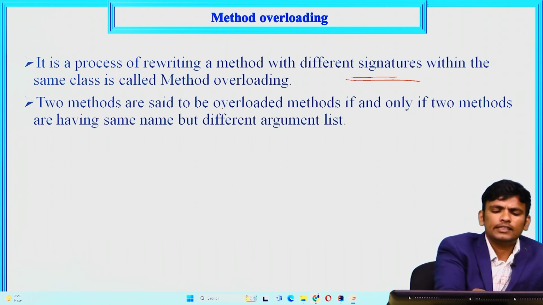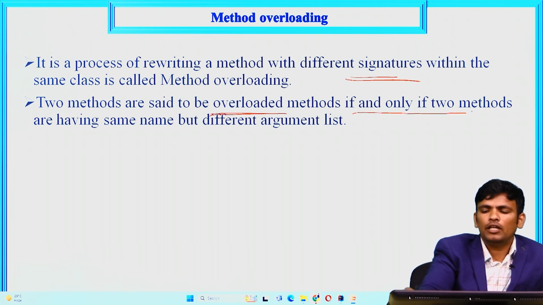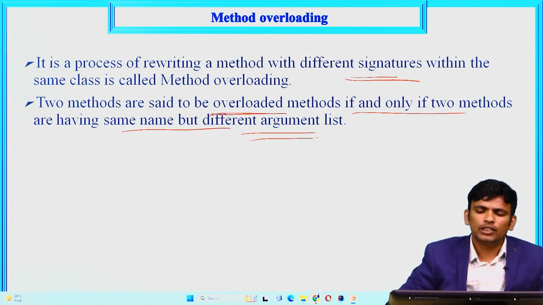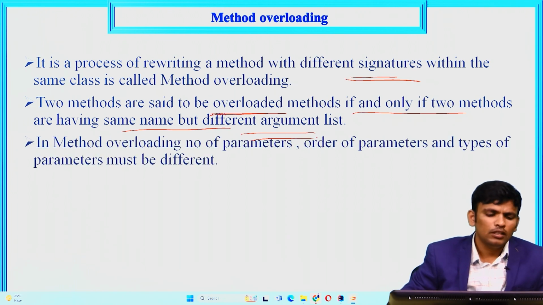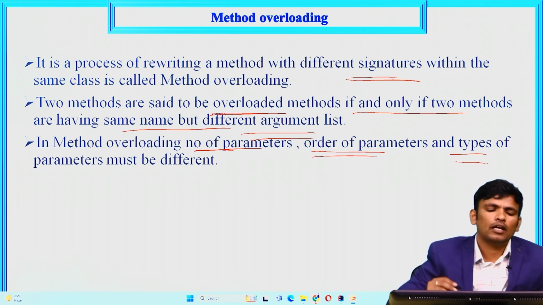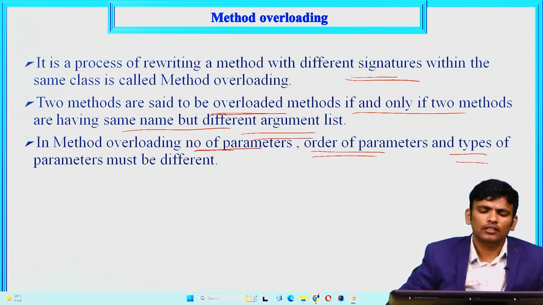And two methods are said to be overloaded methods if and only if the two methods have the same name with a different argument list. So as I mentioned, the argument list must be different. If you are using the same arguments, same signatures, it leads to a compile time error. So compulsorily the arguments and the signatures must be different here. In method overloading, the number of parameters, the order of parameters, or the types of the parameters must be different. So either the number of parameters must be different, or the order of the parameters must be different, or the types of the parameters must be different.